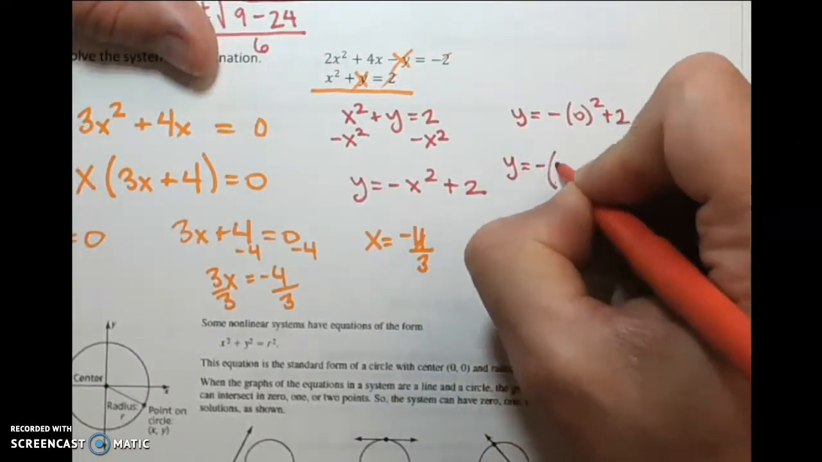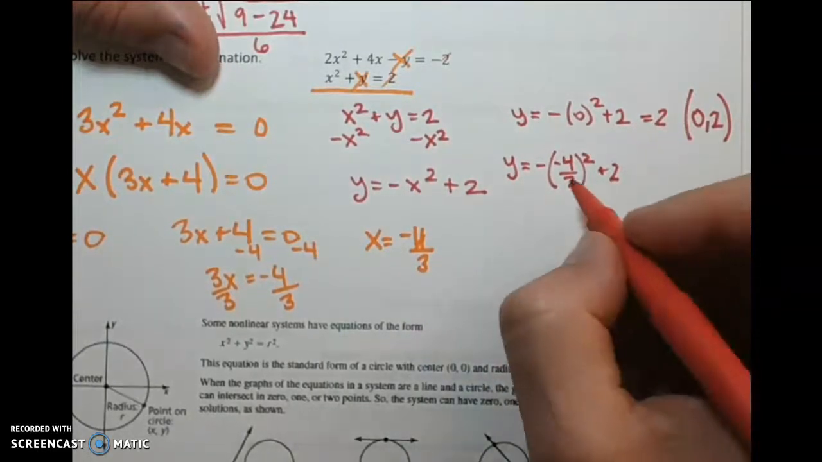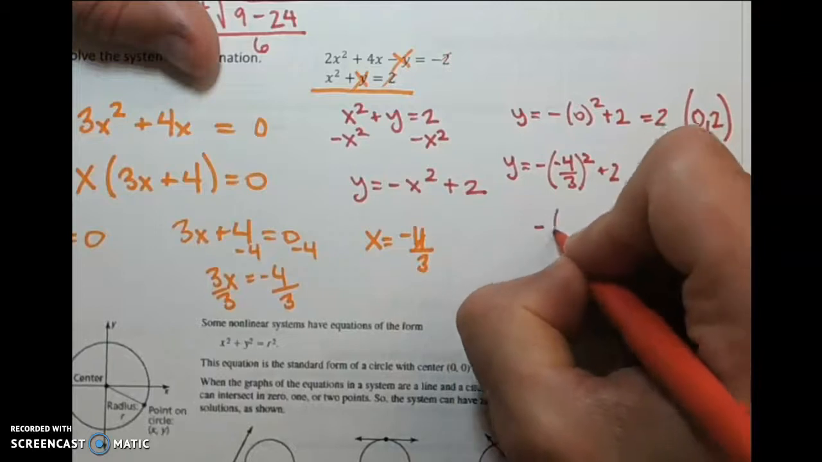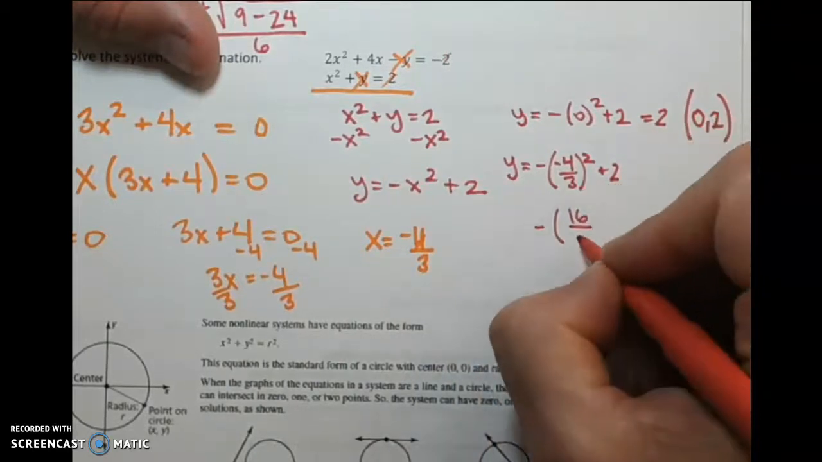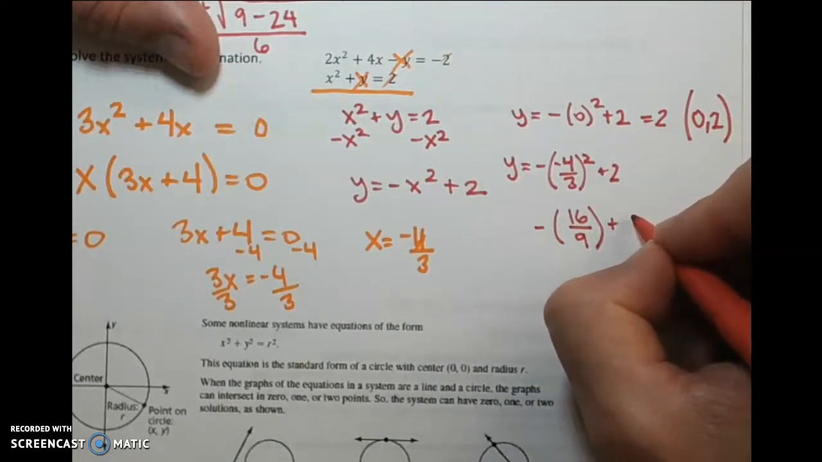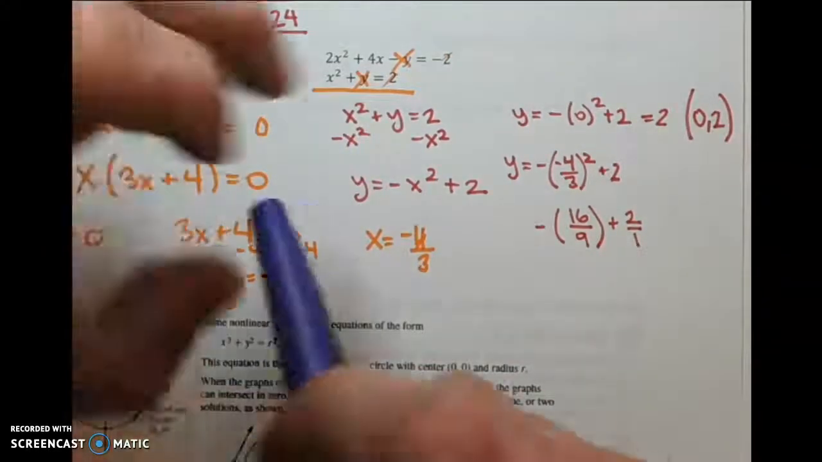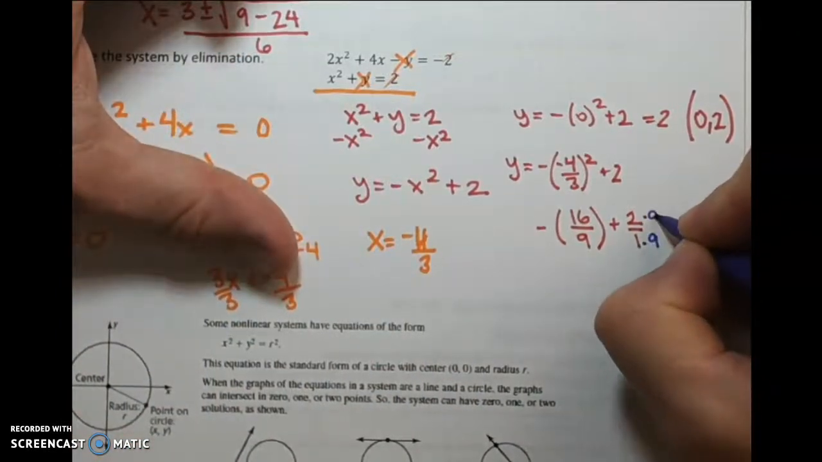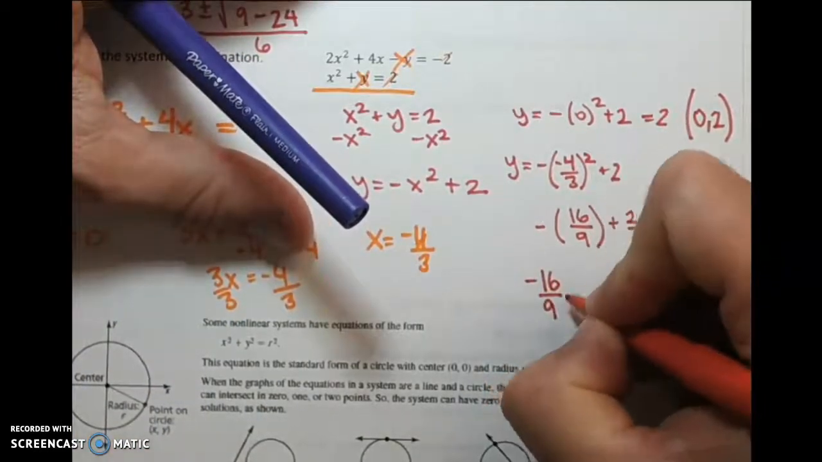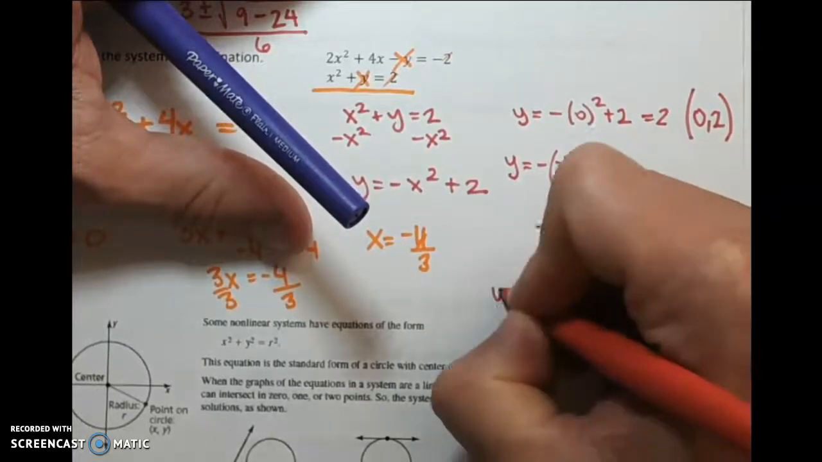y equals the opposite of negative 4/3 squared plus 2. Okay, so negative 4/3 squared. Negative 4 times negative 4 is 16, so I get the opposite of 16. 3 times 3 is 9. Okay, plus 2. And I'm going to make it 2 over 1 here. What I'm going to do is multiply 9 to both top and bottom to get common denominators. And now I have negative 16 ninths plus 18 ninths, and that is 2 ninths. And that's what y is equal to.